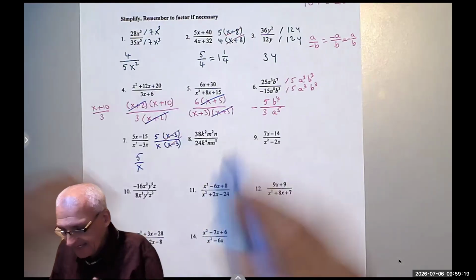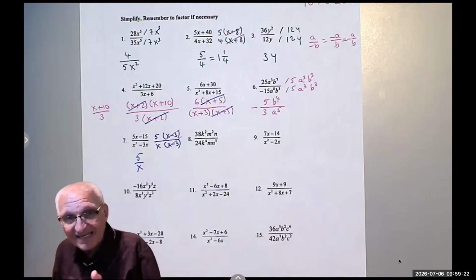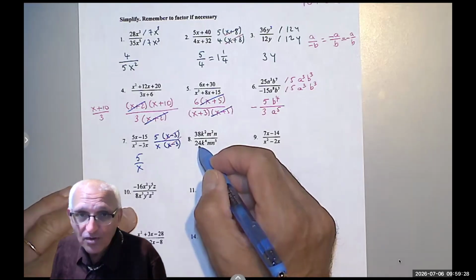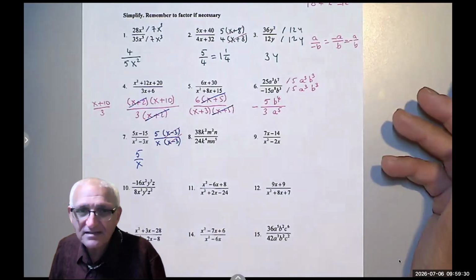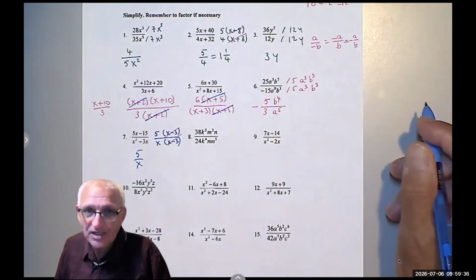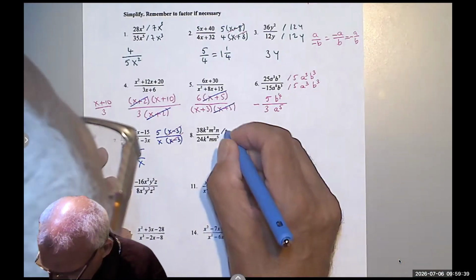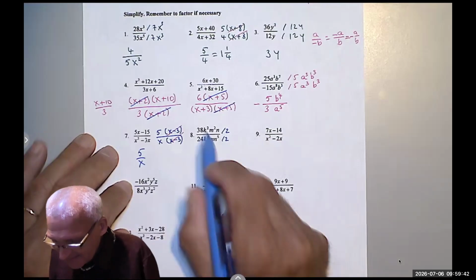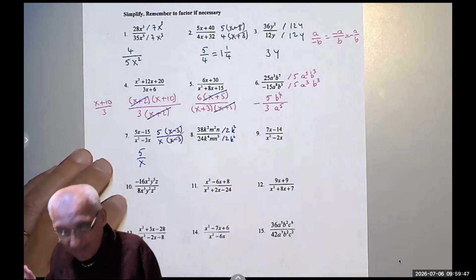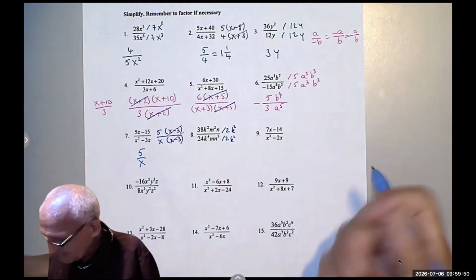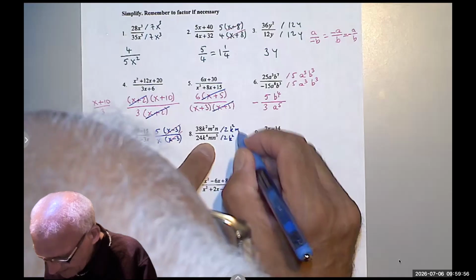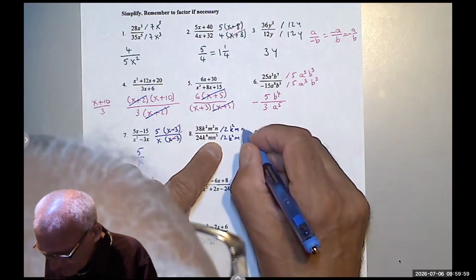Next one, I have numbers, k's, m's, and n's. So let's see what we can factor out. 38 and 24. Only 2, right? The 38 is 2 times 19. Both of them are prime numbers. You cannot simplify the 2. You cannot simplify the 19. So I'm going to divide by 2, top and bottom. Then k squared and k to the 4th. Then k squared is the maximum you can divide by, or the greatest common factor. M squared and m, just m. N and n to the 5th, just n.